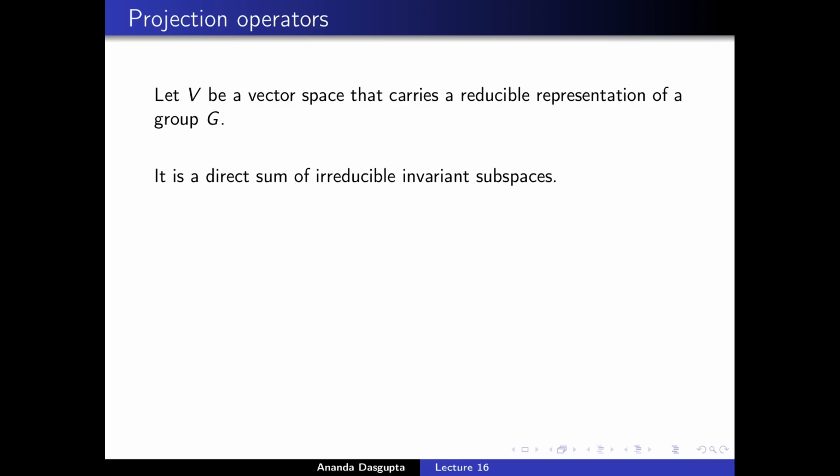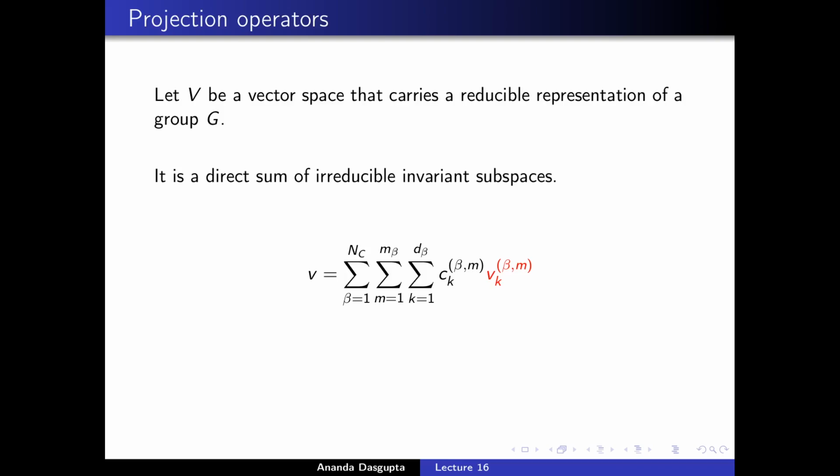This means, of course, that every vector small v of capital V can be written as a sum of many vectors, each belonging to one of these irreducible invariant subspaces. On the other hand, a vector in an irreducible invariant subspace can of course be expanded in terms of a set of basis vectors which belong to that particular irreducible invariant subspace. If you combine these two statements together, it immediately implies that a basis for the vector space capital V can be built up by putting together the basis vectors for each of these individual invariant subspaces.